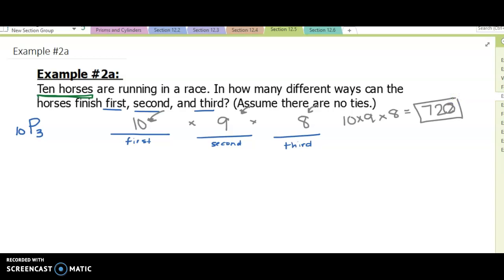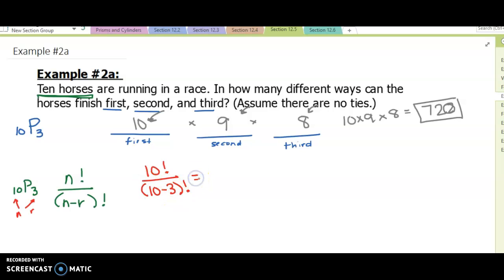Now if I do this according to the formula, I'd have 10 permutation 3, and I would use the formula n factorial over n minus r factorial. Here's my n, and here's my r. My n is 10, so I'd have 10 factorial over 10 minus 3 factorial. So 10 factorial over 7 factorial.